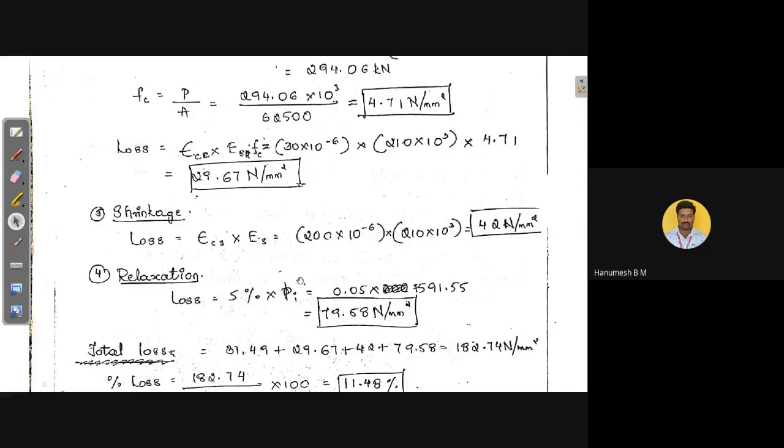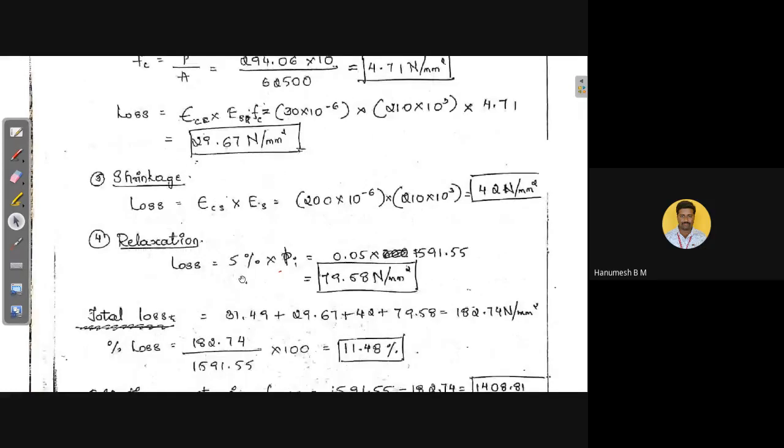Since it is a pre-tension member, we need to restrict the calculation up to only 4 losses. It is elastic shortening, loss due to shrinkage, creep, and relaxation. Because in case of post-tension members only, we can expect the additional 2 losses. That is, loss due to friction as well as loss due to anchorage slip. Those two do not get added here because it is a pre-tension member.